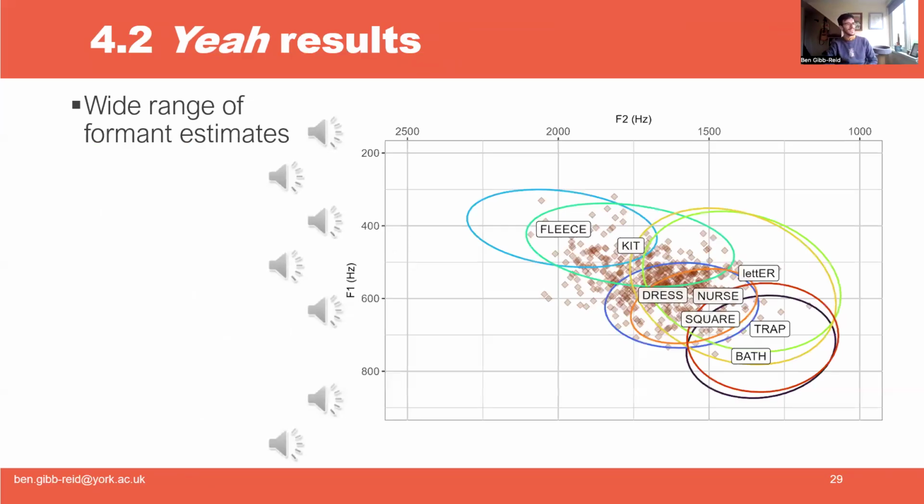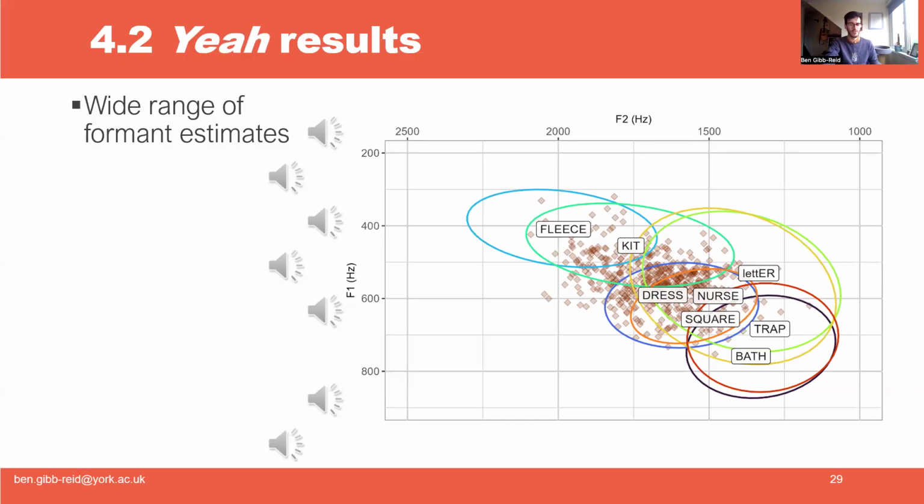Okay, so similar kind of plot as we saw for just. This time we have these little small red diamonds representing every token. And we can see that yeah is actually overlapping with a lot of vowel spaces. I included more lexical vowels here because yeah was overlapping a lot more with them.